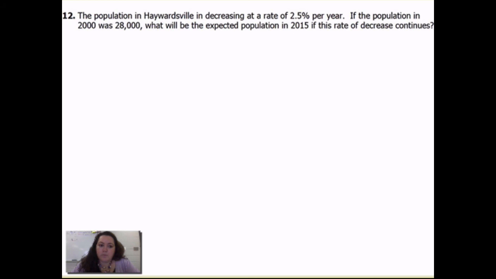Alright, number 12, the population of Haywardsville is decreasing at a rate of 2.5% per year. If the population in 2000 is 28,000, what will be the expected population in 2015 if the rate of decrease continues?